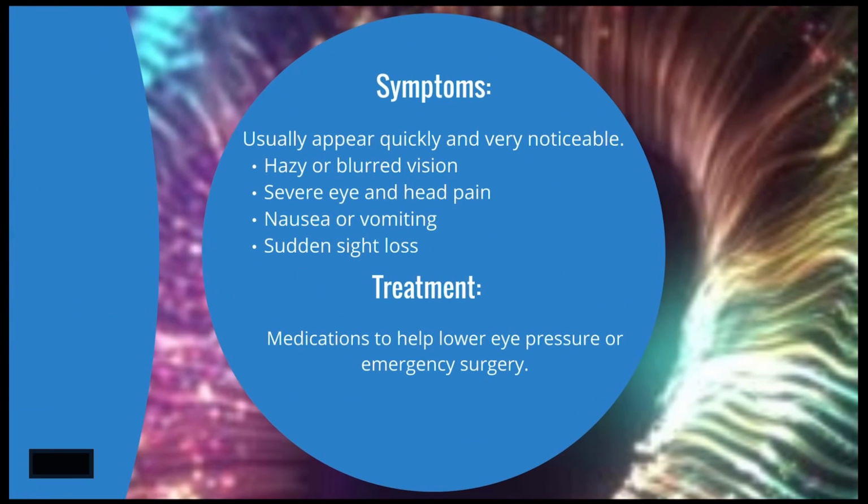Symptoms include hazy or blurred vision, severe eye and head pain, nausea, vomiting, and sudden sight loss, and they usually happen very quickly and it's very noticeable. To treat acute angle closure glaucoma, the only things that will really help are medications that lower your intraocular pressure or emergency surgery.